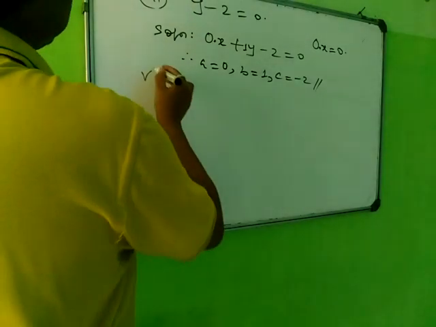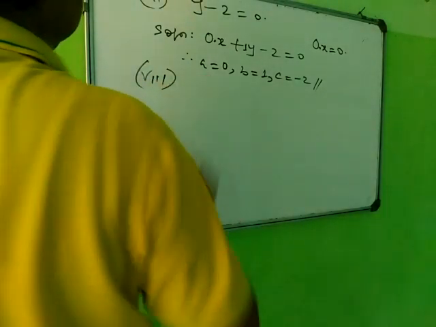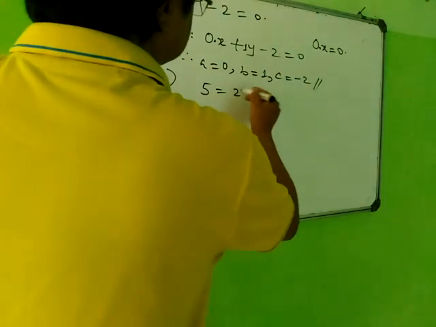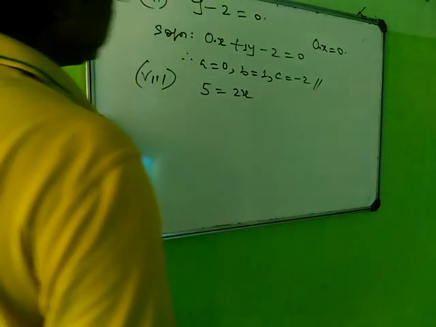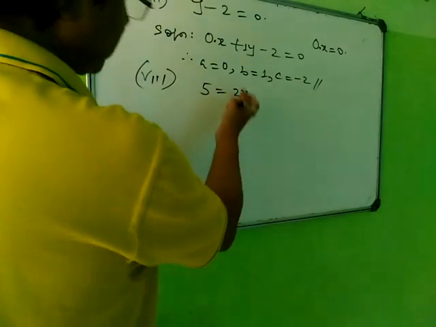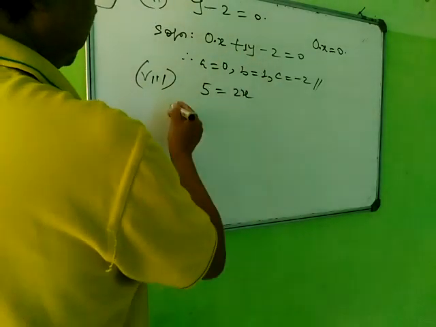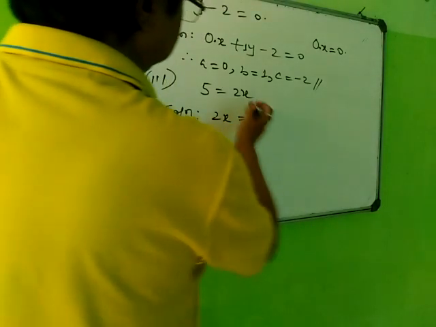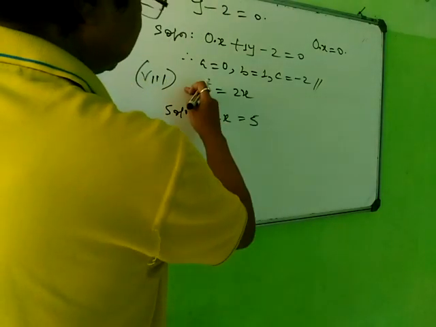Let us take the last one of this 8, number 8. So it is given 5 equals to twice x. As x comes in the first, you just exchange the signs. So here twice x equals to 5, exchanging the signs.